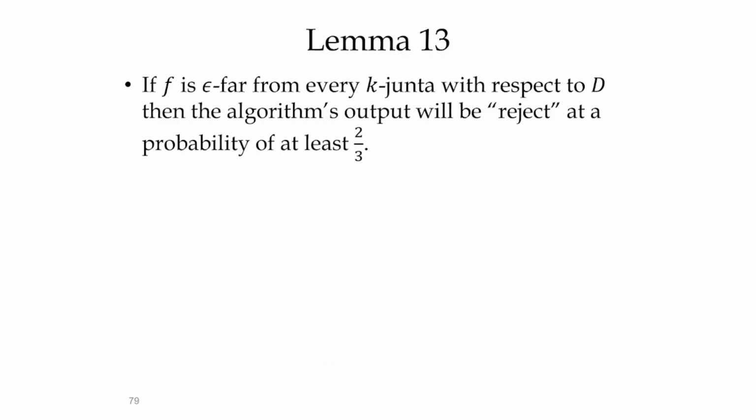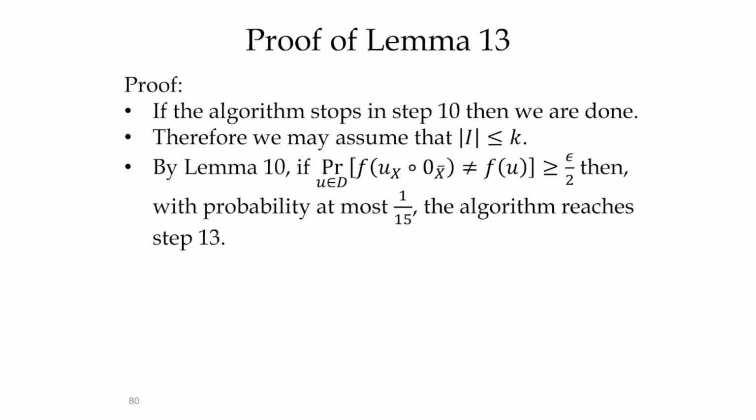Okay, so lemma 13. If f is epsilon far from every K junta with respect to D, then the algorithm's output will be rejected with a probability of at least 2/3. Okay, let's prove it. If the algorithm stops in step 10, then we are done. Therefore, we may assume that the size of capital I, which is the number of relevant groups, is less or equal to K.